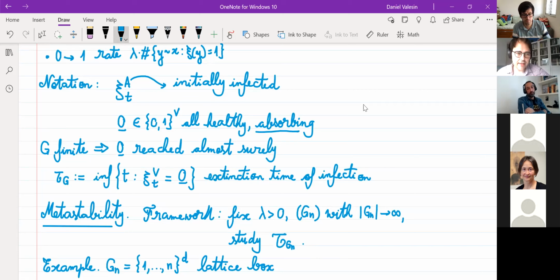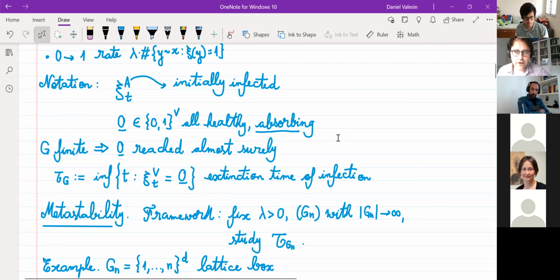Then we can define a random variable tau_G, in fact a stopping time for the dynamics. This is the first time at which this all healthy configuration is reached. In the definition of this random variable, the extinction time, I set that initially everybody's infected. So I start the dynamics with everybody infected at time 0, and then I wait until the infection is gone. That's a stopping time called the extinction time of the infection, and it's almost surely finite if the graph is finite. On infinite graphs, well, there are situations where it can be infinite.